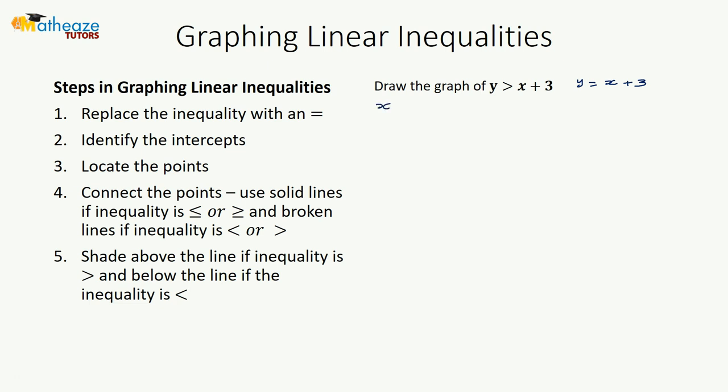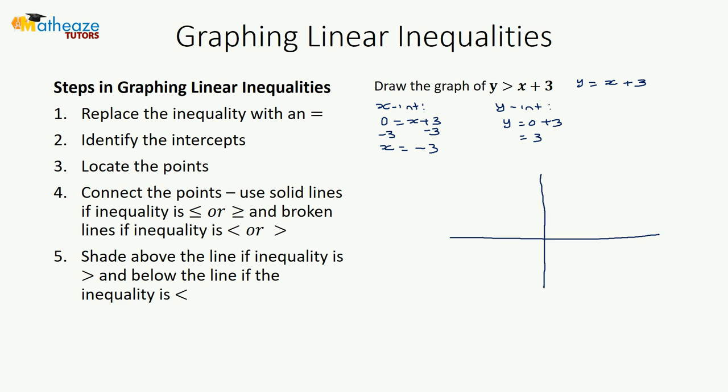So our x-intercept, y equal to 0. So 0 is x plus 3. Subtract 3 here, subtract 3 here. So x equal to negative 3. Then our y-intercept, y equal to 0 plus 3, which is 3. So now we're going to plot the points. We locate the points on the graph. So x equal to negative 3, y equal to positive 3.